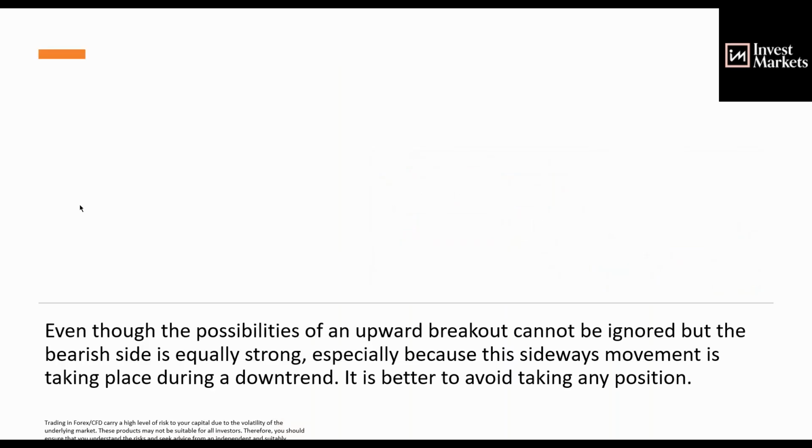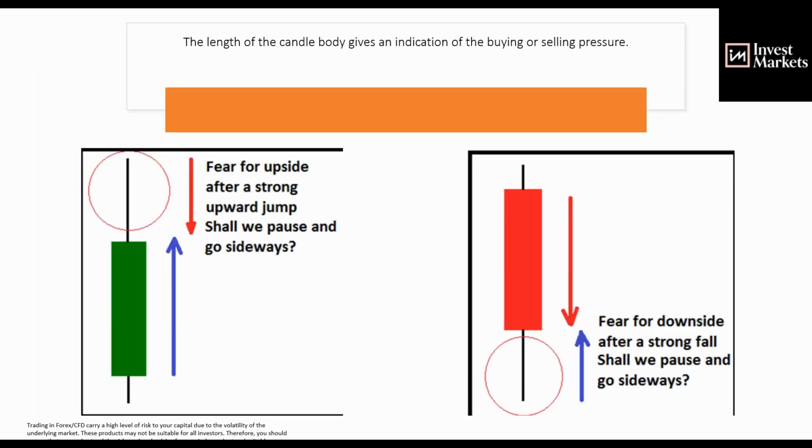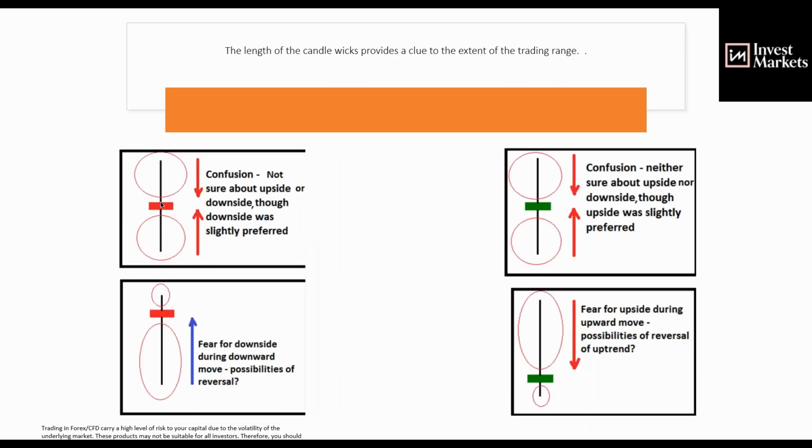So each candle on the chart reflects the market sentiment. Each candle on the chart may be saying something to you, and how do you listen to it? The answer lies in the size of the bodies of the candles and their wicks. The length of the candle body gives you an indication of buying or selling pressure. But you have to look at it in connection with their wicks. Like I said, a doji tells you market confusion. That confusion, along with looking at the wicks, can help you define that story.